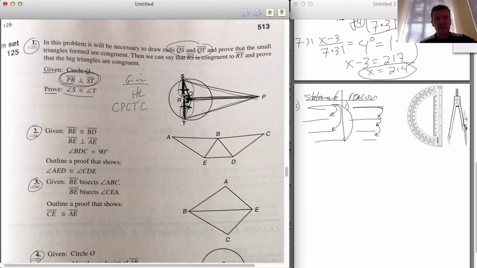So now we have the two big triangles. We have side, angle, side. So now we can say triangle SRP and triangle TRP are congruent because of side, angle, side. And then we can say that angle S, which is part of this big triangle right here, and angle T, part of this big triangle right here, are congruent again because CPCTC. Whew. All right. So you kind of get the idea of how we walk through these proofs step by step. I'll do one more for you.